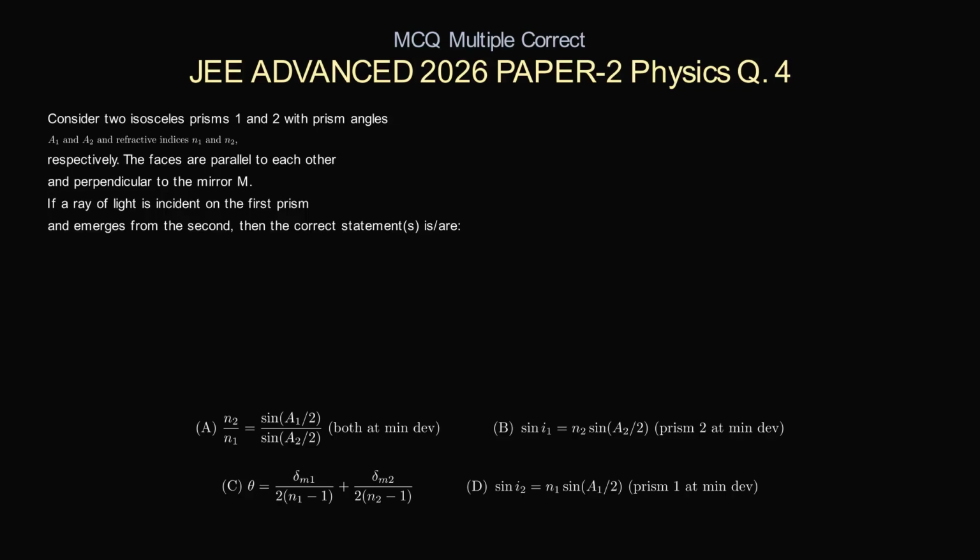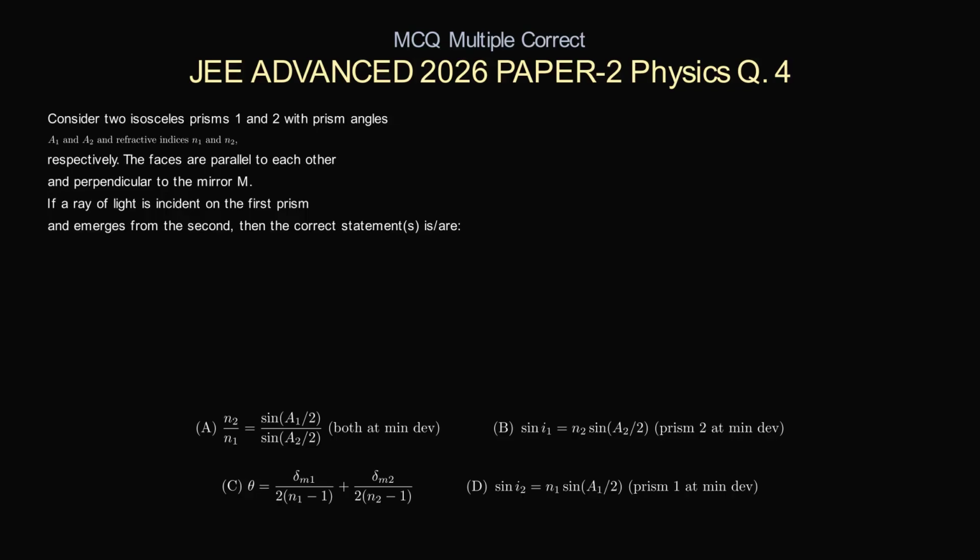are: Option A. If both prisms are at minimum deviation, the ratio of N2 to N1 equals sin(A1/2) divided by sin(A2/2). Option B. If prism 2 is at minimum deviation, sin I1 equals N2 sin(A2/2).